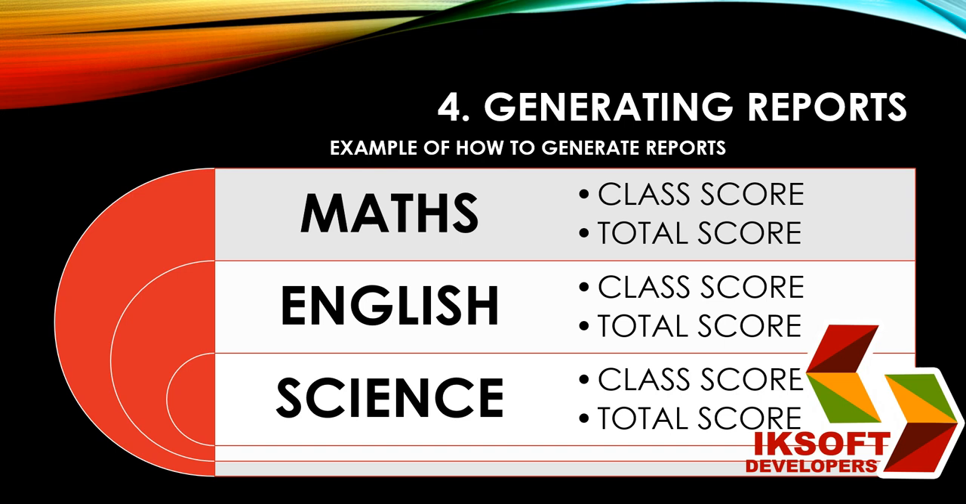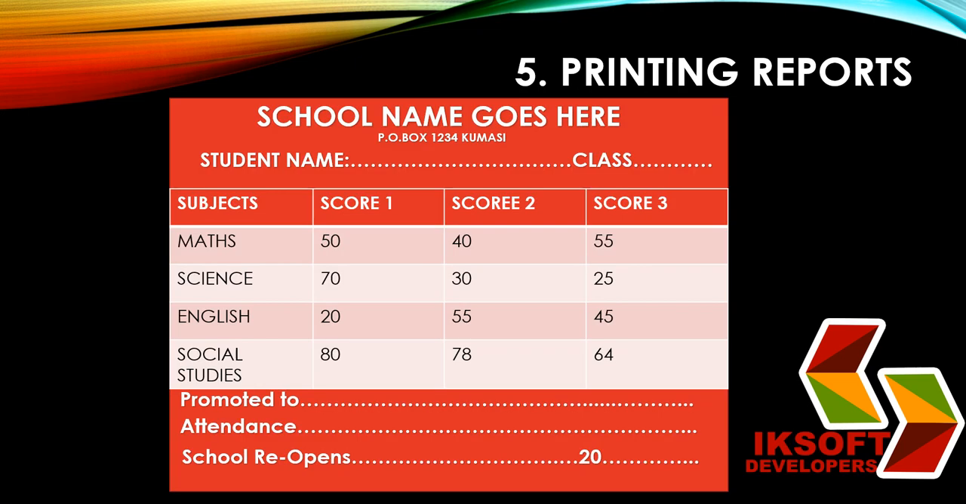Alright, so maths will get a class score and at the same time a total score. And English will get a class score and at the same time a total score. Science will get a class score and at the same time a total score. Let's move to the next one.